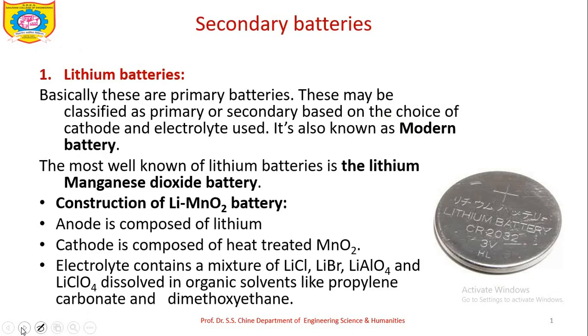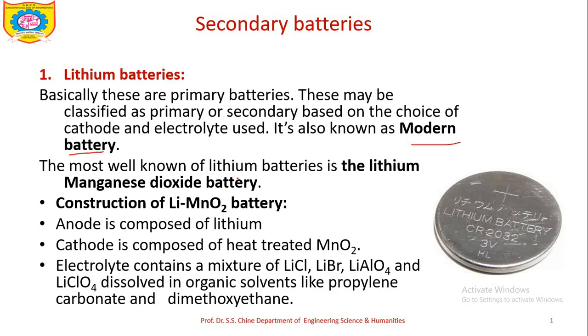Then the other type of batteries are secondary batteries. In secondary batteries we are going to discuss an example, that is lithium batteries. Secondary batteries are rechargeable batteries in which the cell reactions are reversible. Basically these are primary batteries but with a reversible reaction, and that's why these batteries are also known as modern batteries.